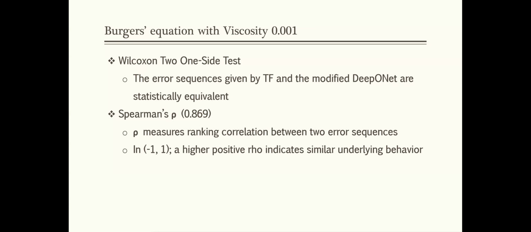In order to further test the behavioral similarity between the variant TF and the modified DeepONet, we calculated Spearman's rho. This quantity is calculated as the correlation coefficient of the ranking of the error sequences given by the variant TF and the modified DeepONet. Spearman's rho, as a correlation coefficient, is a number between -1 and 1. Usually, a higher positive rho indicates that the models tend to perform well or poorly on the same test cases. Therefore, a higher positive value of rho suggests similar underlying behavior of the two models. For Burgers' equation with viscosity 10^-3, Spearman's rho is 0.869. This value is pretty high, so the error patterns of variant TF and the modified DeepONet are pretty similar.